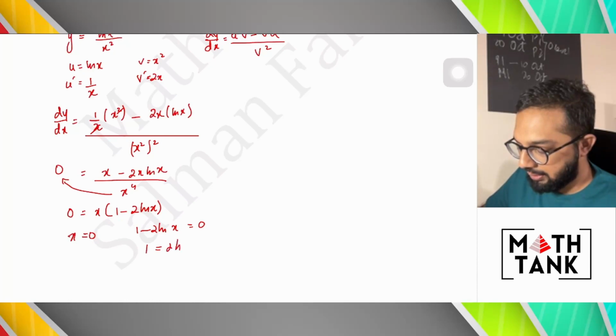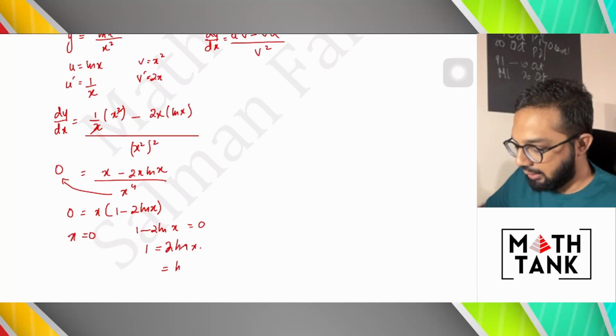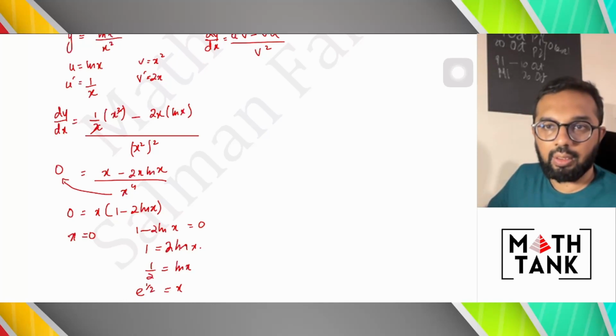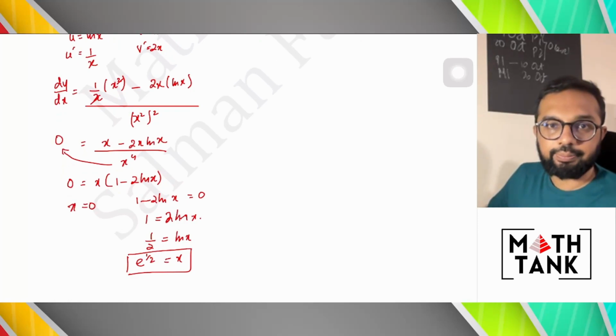So 1 equals 2 ln x. ln x equals half. x equals e power half. Okay, and that should be your answer.